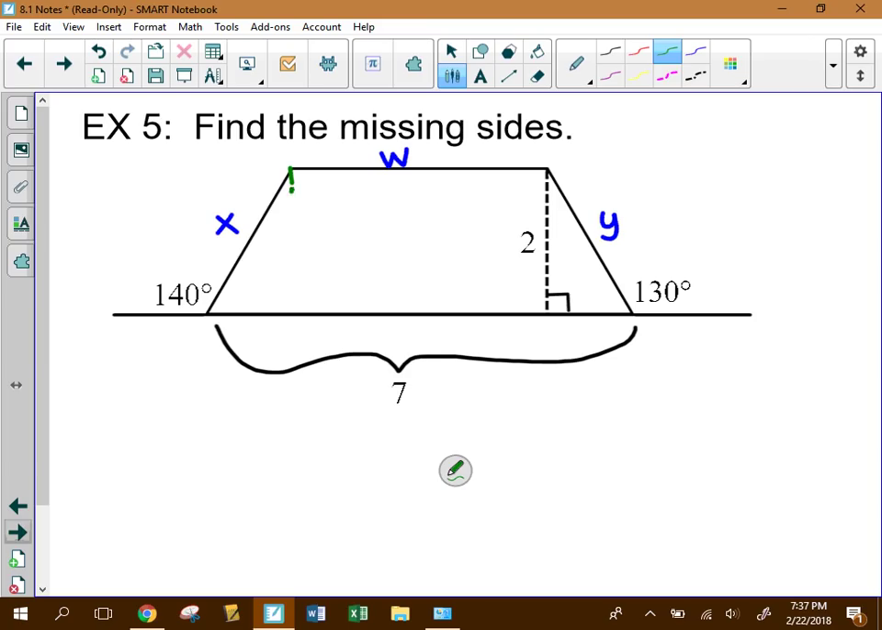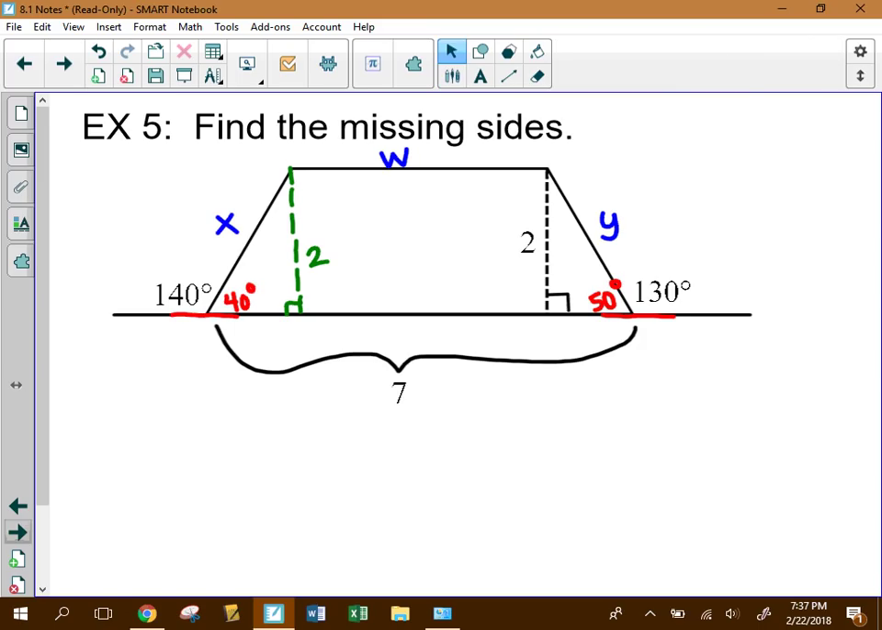So even if I drew this height on the other side, which would make another right triangle, that height would be 2. We also know the exterior angles. On the right-hand side, it's 30. So we know that these make a straight line, so this interior angle would have to be 50. And on the left, it's 140, so this interior angle would have to be 40.